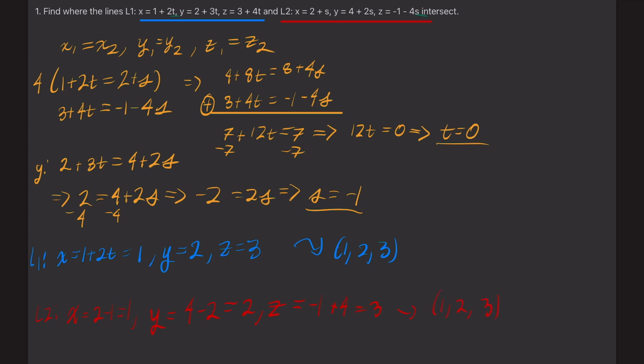Therefore, there's going to be a point of intersection at 1, 2, 3, in x, y, z coordinates. And that's our answer. Sorry, my handwriting's not really neat at that end, but we'll roll.